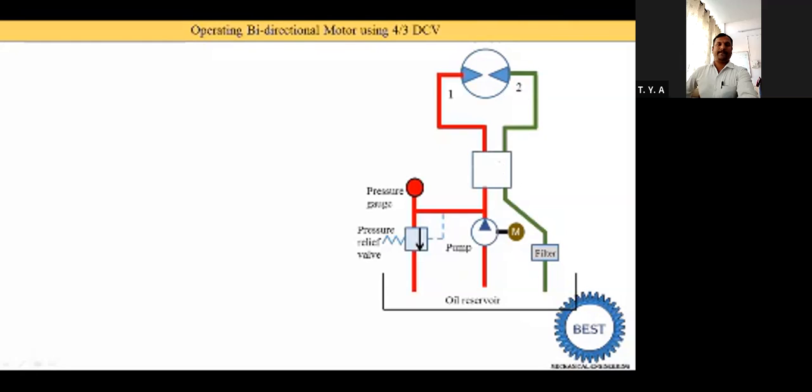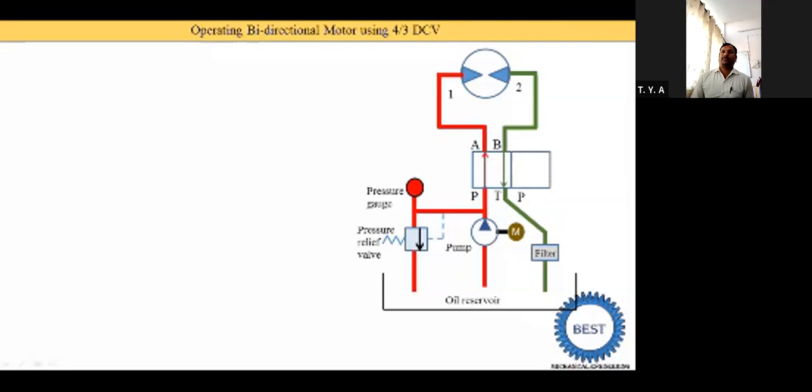Now here we draw 1 square, for the first position. So here you see this is port P, this is port A, and oil flows from P to A. At the same time the oil flows from B to T, this B port and T port, so the arrow is drawn in the downward direction. Here the oil is flowing in the upper direction from P to A, that's why the arrow is drawn in an upward direction. Now here you see the second position. In the second position again the 4 ports.